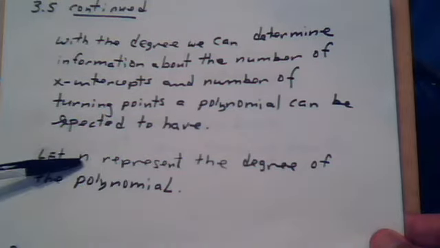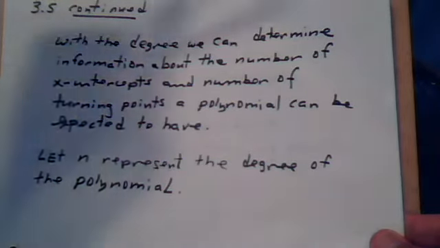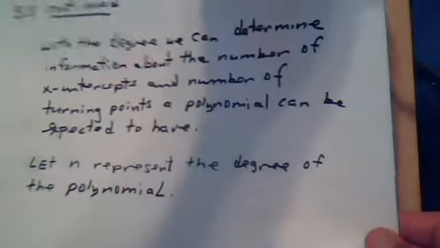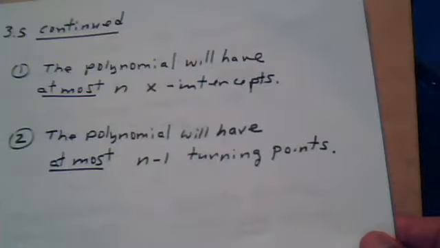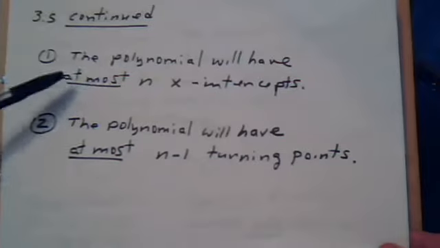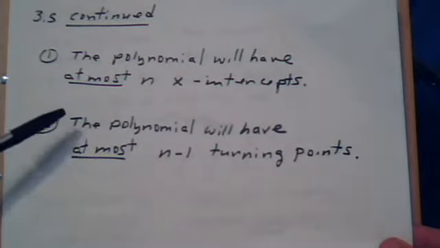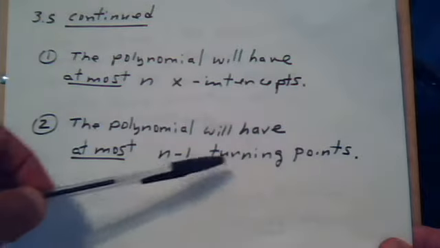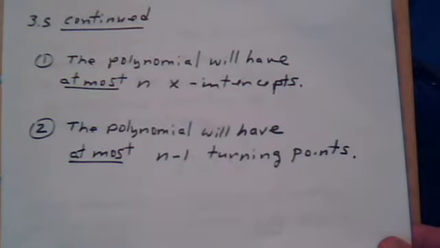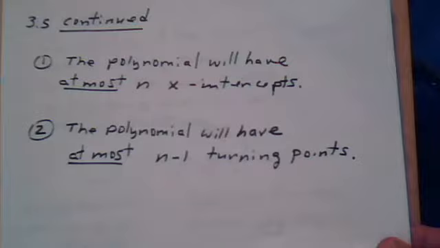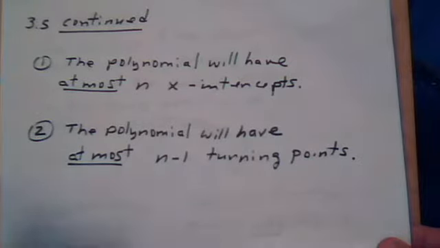So once you have the degree of the polynomial, you could get 2 pieces of information. The polynomial will have at most n x-intercepts, and it will have at most n minus 1 turning points. Remember, the turning points are the valleys and the hills. They're the highs and the lows of the curve.